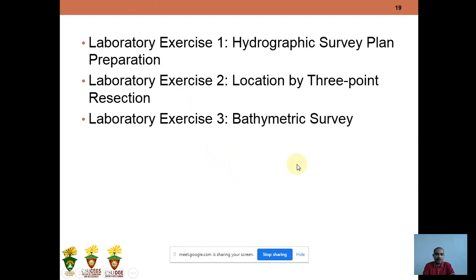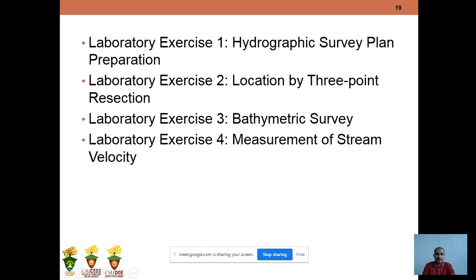Okay. So laboratory exercise 4 is all about the measurement of stream velocity. Again, we need a water body to measure, so a certain stream, maybe even a suspended one, where the water does not flow so much. We need to adjust the movement of the water so that we can measure the velocity of that certain stream.